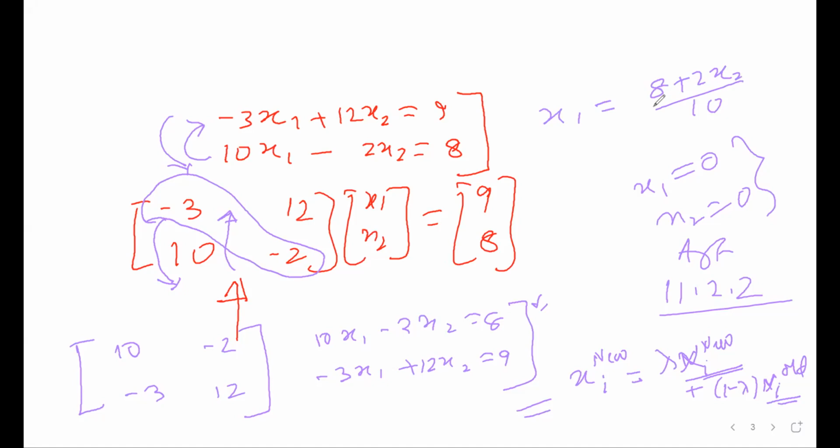Then what about your next solution, x2? Your x2 equals what? 9 plus 3x1 divided by 12, isn't it? Yes, sir. Okay, then you start your iteration. You can form a table, okay?